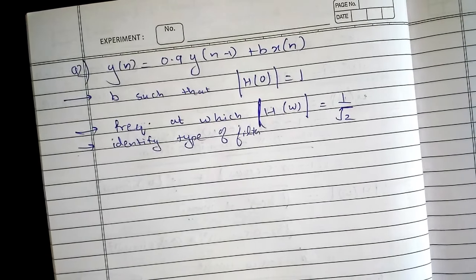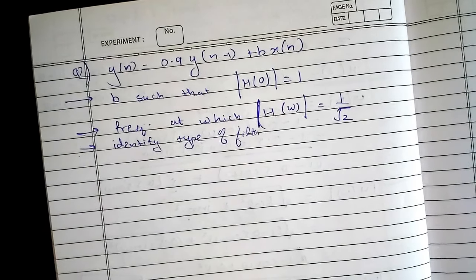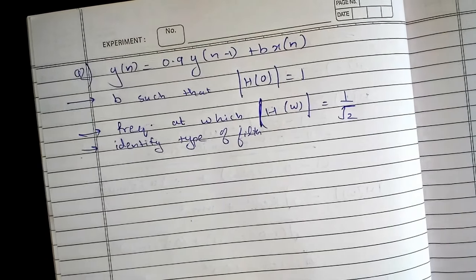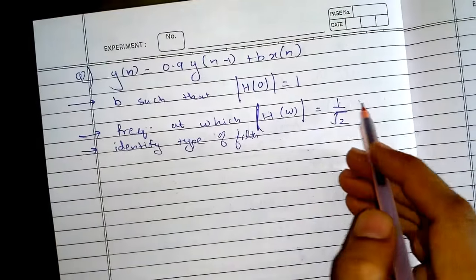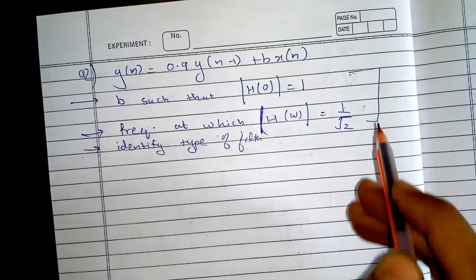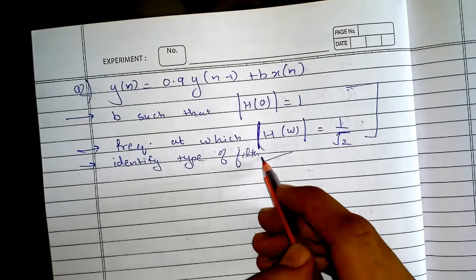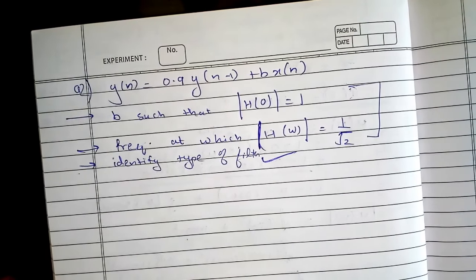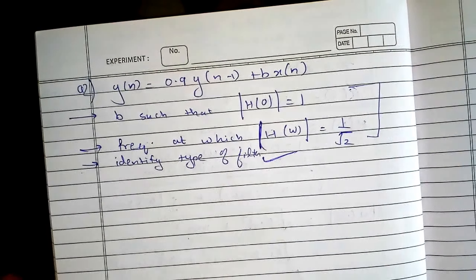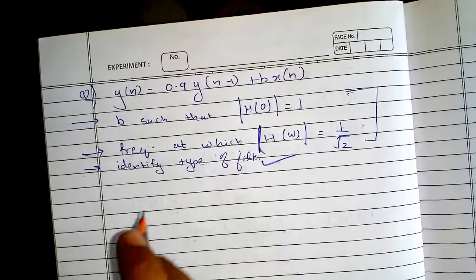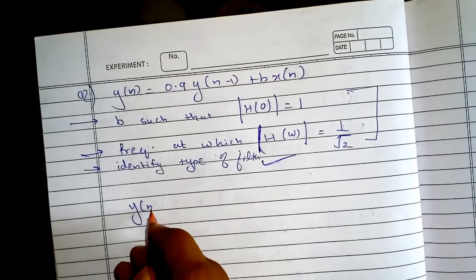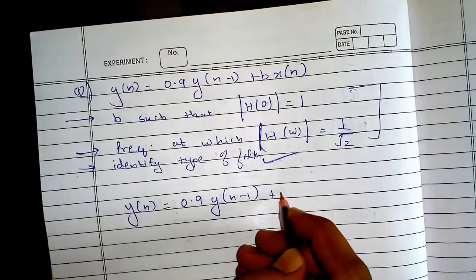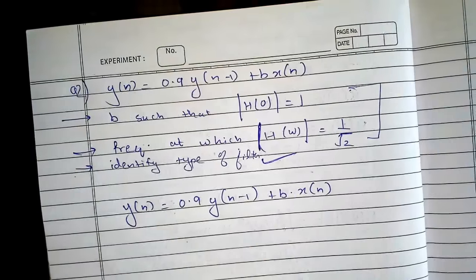I won't solve it the whole way, but I'll give you the steps of how to proceed, because after doing the first and second step, the third step of identifying the filter you have already seen in the previous question. You have to just put the values of omega, plot it, and then you will understand the type of filter. So first we are given y of n equals 0.9 y of n minus 1 plus b into x of n.